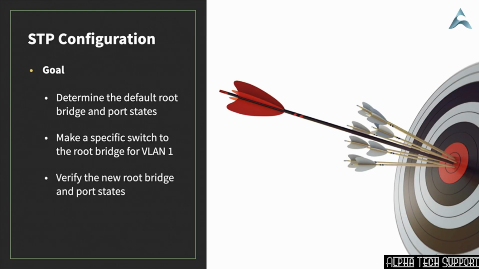And to speed things up just a bit, we'll configure Rapid PVST on our switches so we get fast convergence while still giving every VLAN an optimal spanning tree. Now let's go out to the live interface and set this up.